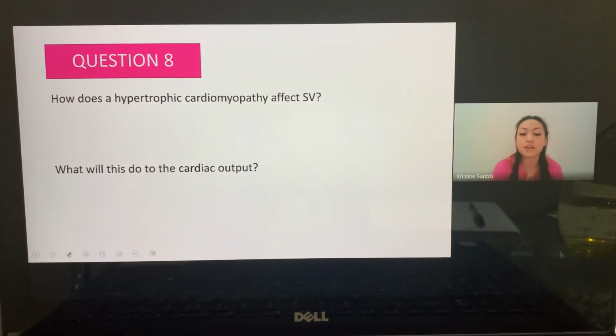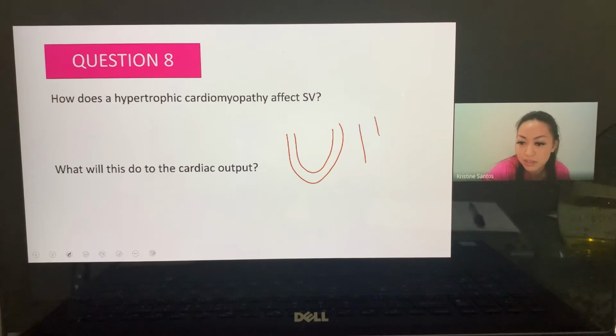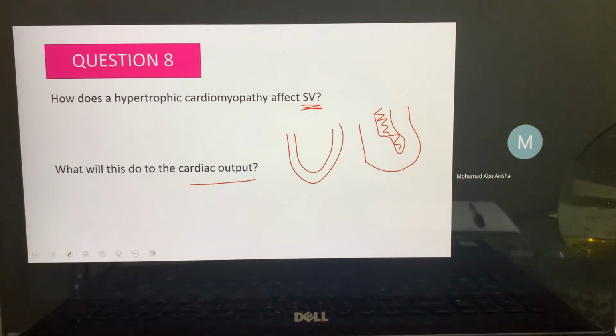If we have hypertrophic cardiomyopathy, the septum is big and the left ventricle is big. This narrows the chamber space, remember? So this limits the amount of blood that can go inside the ventricle, because instead of the ventricle having this much space, now because the septum is hypertrophied and the ventricle is so thick, we only have this much space to fill the blood. So this is going to decrease our preload, which will then decrease our stroke volume. So what is this going to do to the cardiac output? If we decrease our stroke volume, what's going to happen to our cardiac output? Decrease.